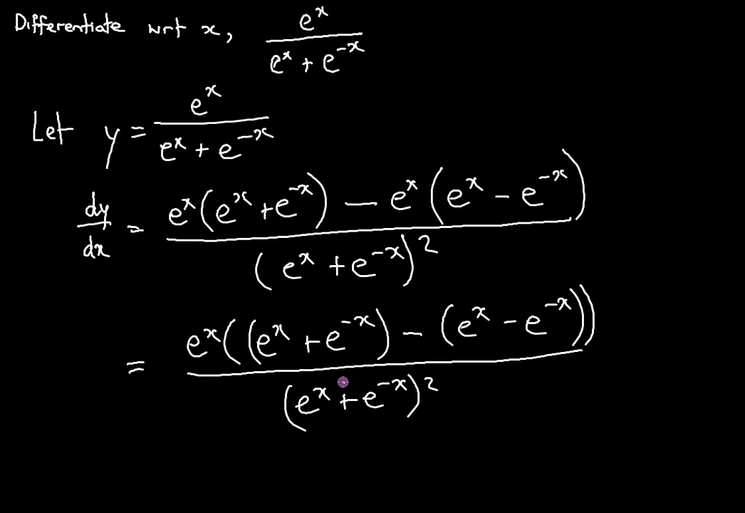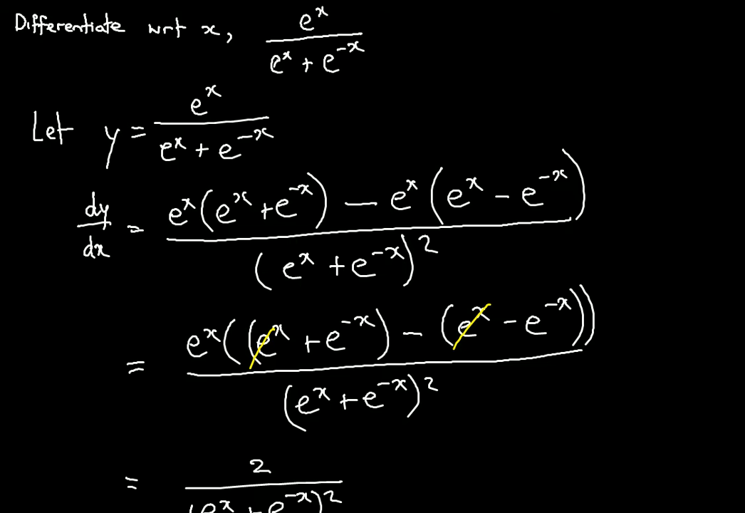And then what? This is the same thing as, if you look at this, we get the e to the x minus e to the x, so this one and this one are going to cancel. Then we've got e to the minus x plus e to the minus x, so that's going to be 2e to the minus x, but it's 2e to the minus x times e to the x, so this is just going to be 2 on the top line after all of that, over e to the x plus e to the minus x all squared.